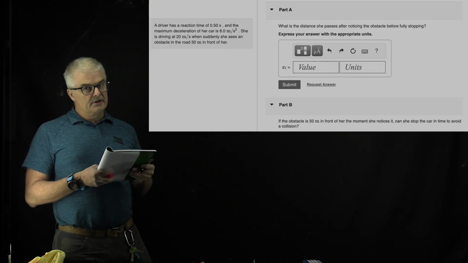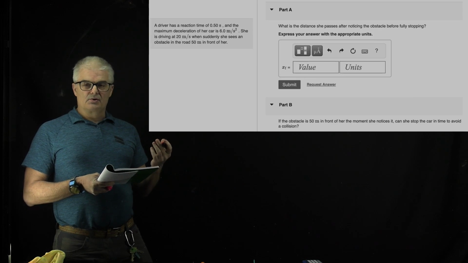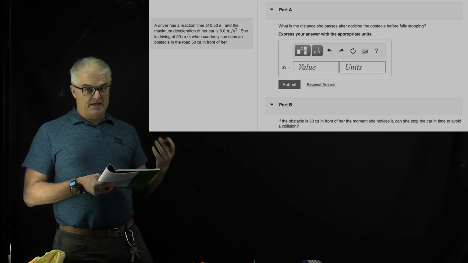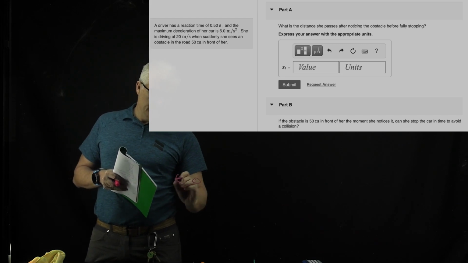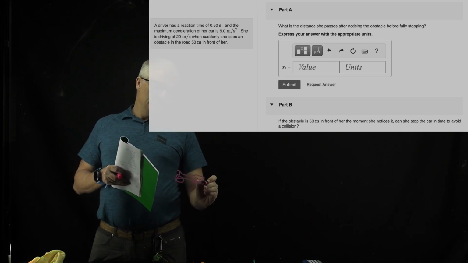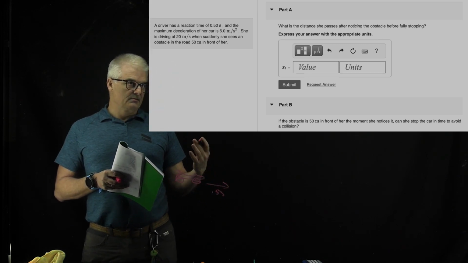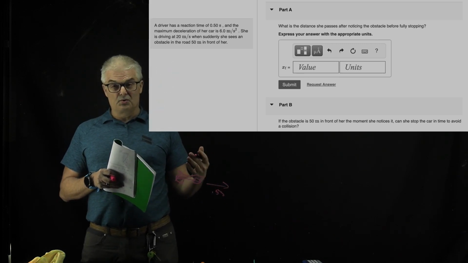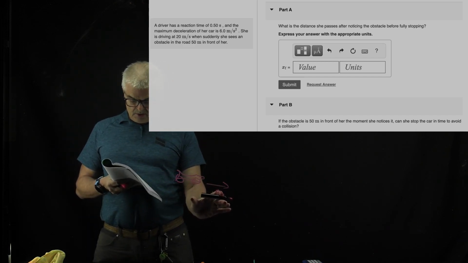Okay, this question's a little tricky too. I had to do it in two parts. So you've got the reaction time is a half a second. The girl is driving her car, she sees an obstacle, and then it takes her 0.5 seconds to put it on the brake. So she continues to travel for a certain distance. So it's important to find the distance that she travels first.